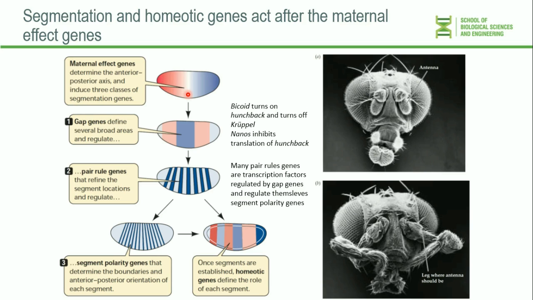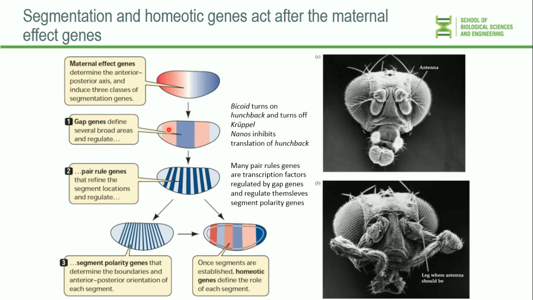Now it turns out that bicoid has an effect on another gene. Effectively, it turns on the hunchback gene and turns off the Krüppel gene. That's a German word, Krüppel gene.